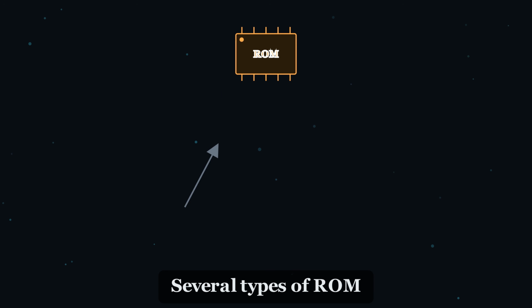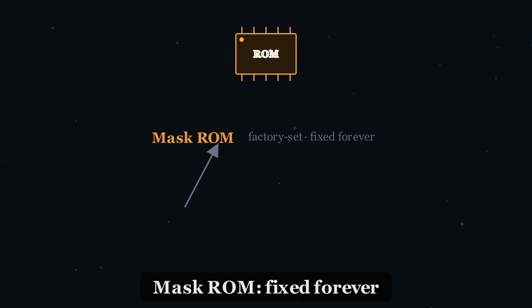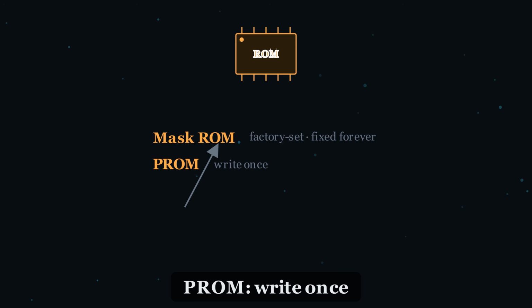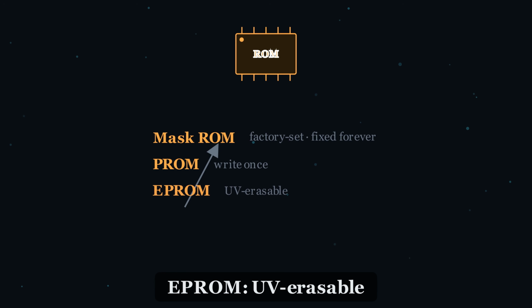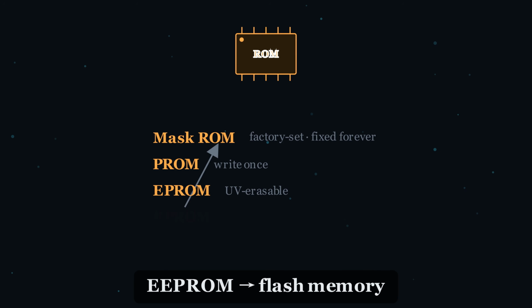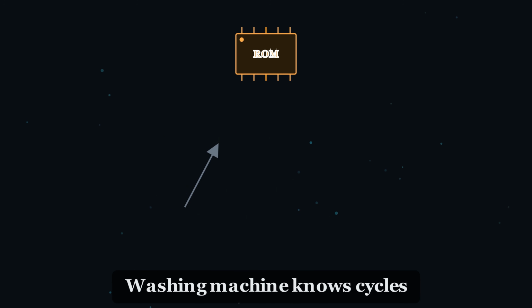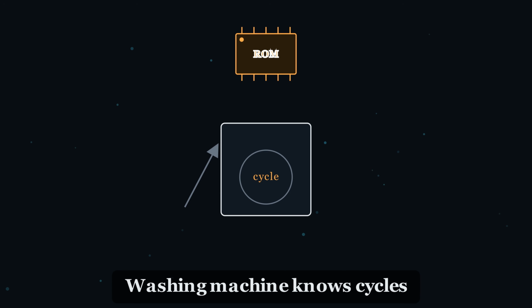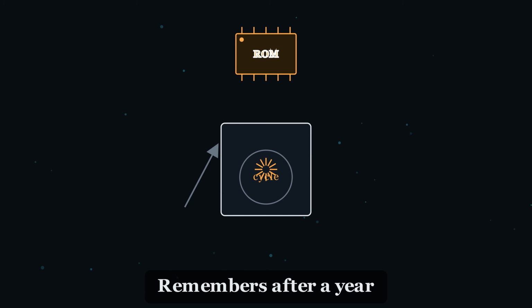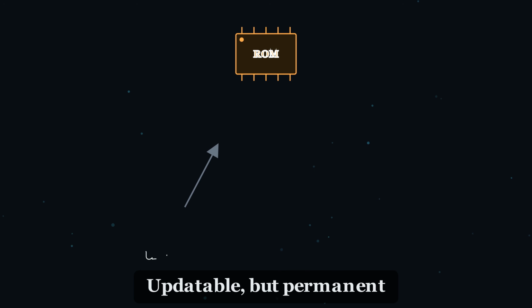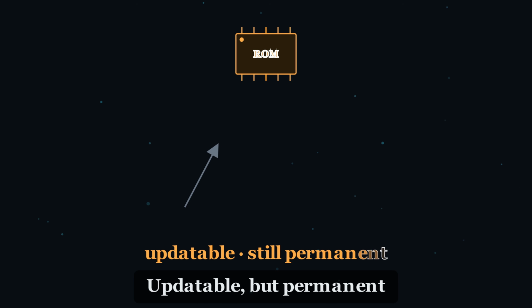But ROM has evolved into several types. Mask ROM is programmed at the factory and can never be changed. PROM can be written once by the user, then it's permanent. EPROM can be erased with ultraviolet light and reprogrammed. EEPROM can be erased electrically. Flash memory, in USB drives and SSDs, descends from it. Quick example: a washing machine still knows every wash cycle because those instructions live in ROM. Unplug it for a year, plug it back in, and it remembers perfectly. So read-only is a historical name. Modern ROM can be updated through firmware updates, but it still holds data permanently.